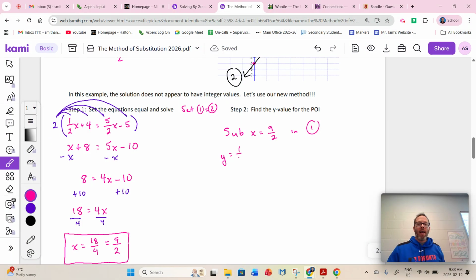So we have 1/2 times our x value of 9/2 and then plus 4. All right. So let's just work with fractions. We'll be okay. You guys learned how to multiply fractions in your earlier math grades. We're going to multiply the tops. We're going to multiply the bottoms. So that's 9 on top. That's 4 on the bottom. And then we have to do 9 over 4 plus 4.